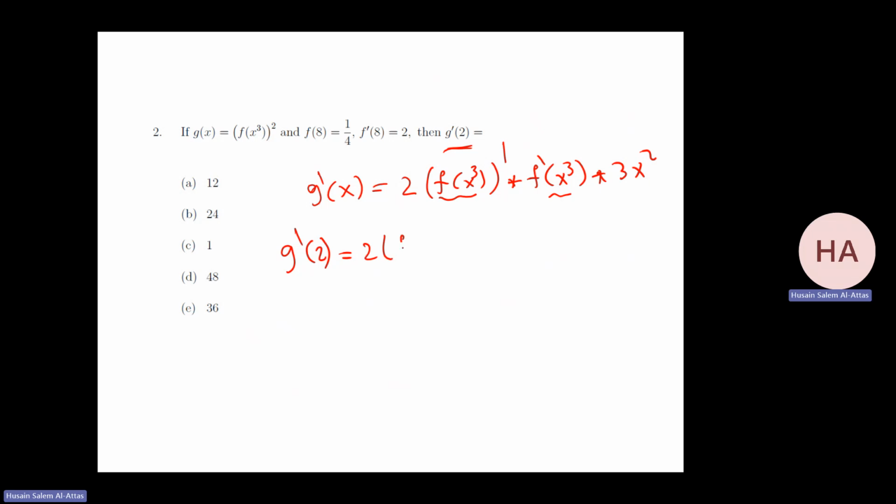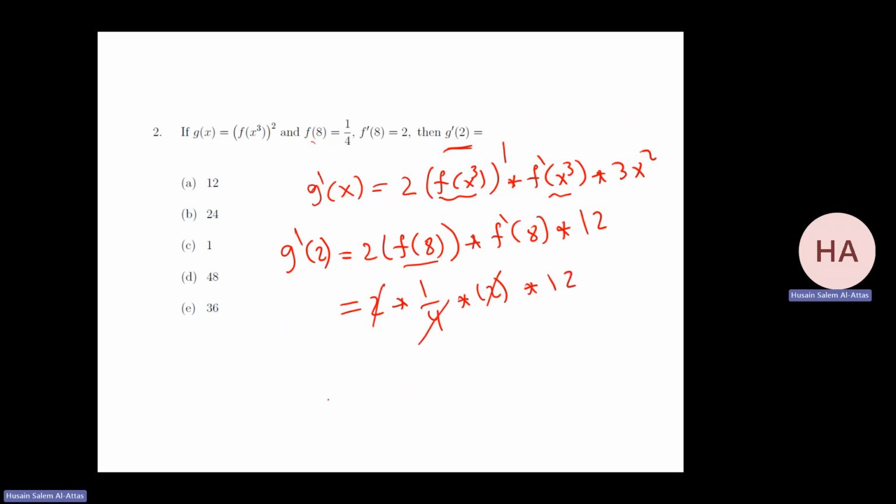So that will be 2 f of 8, since 2 cubed is 8. F prime at 8, 3 times 4 times 12. So I have 2. F of 8 is what? 1 over 4. F prime of 8 is 2 times 12. So this 4 cancelled with this. The answer is 12.